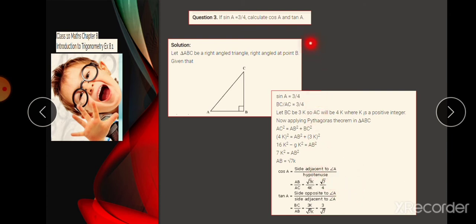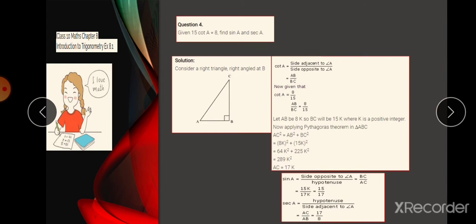And they're asking tan A. Where is the A? Tan means opposite by adjacent. Who is opposite? 3. And who is adjacent? Root 7. So k will get cancelled. 3 by root 7. So in this way you can complete this exercise.